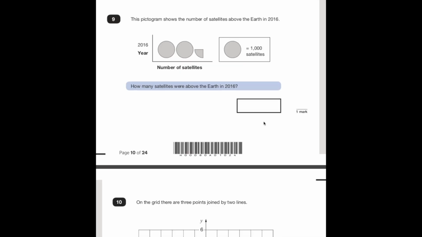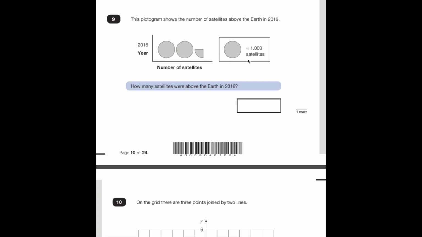Number 9, the pictogram shows the number of satellites above the Earth in 2016. We've been told that one of these circles represents 1,000 satellites. So we have 2 of those, so that's 2,000 in total. And we've been given a quarter of one here. So we need to find a quarter of 1,000.